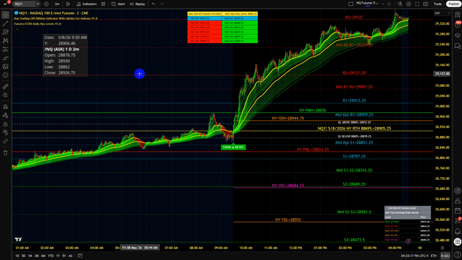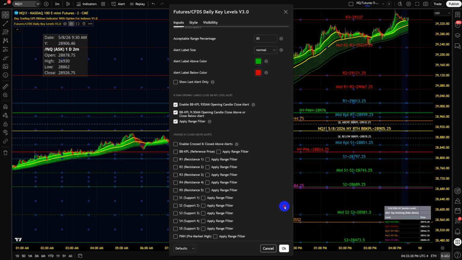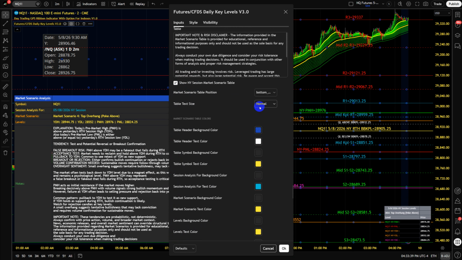The way you bring it up with this indicator directly on the chart is you simply go into the user control panel. You'll go down here to the market scenario table, and you show NY session market scenario table. It's set to normal. That's going to be fairly large on your screen to begin with, but you can change it to a smaller size, if you wish. You can even set it to a larger size if you prefer that. You can also change the position of the market scenario table as well.